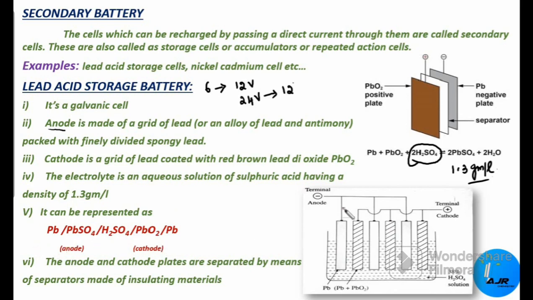This is how the anode is always represented in an electrochemical cell, a galvanic cell or a voltaic cell.